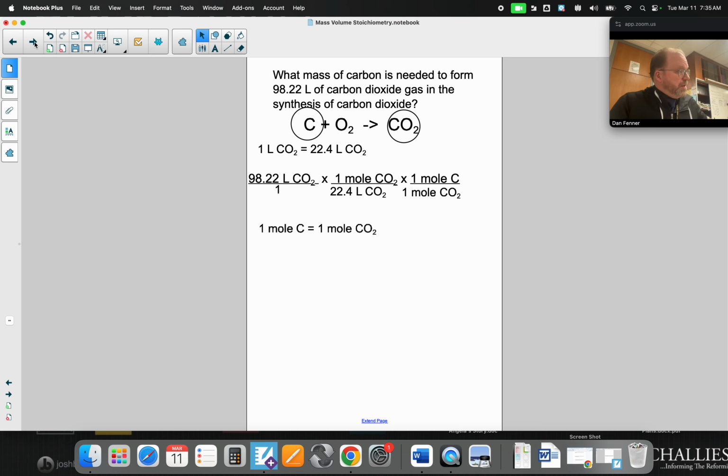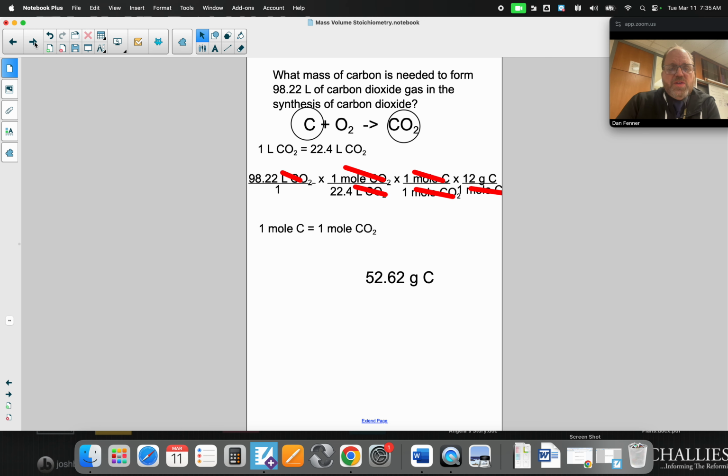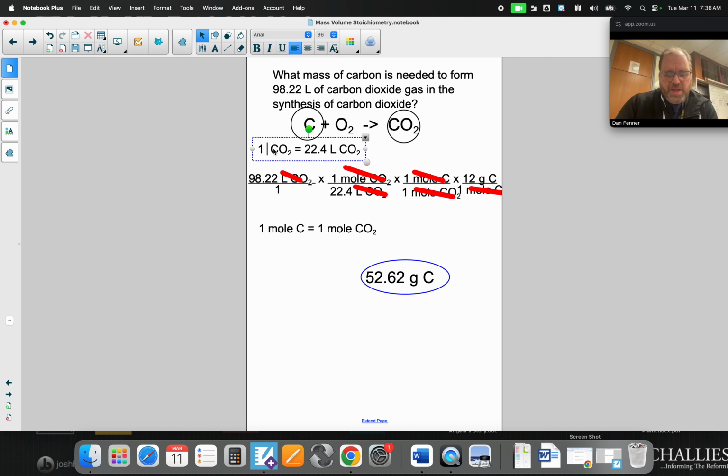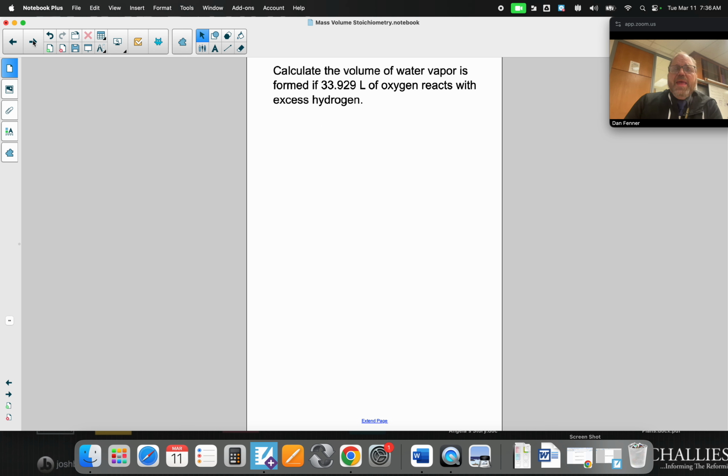Look at the periodic chart right here. Look at carbon. Carbon's atomic mass is 12 grams. So we cross everything out and we get 52.62. And make sure I change this over here to moles because that bothers me. There we go. All right, awesome. Now we have one more we can do, and this can be real quick. The answer is 67.858. Now, before you get too impressed, let me explain what we've got going on here.